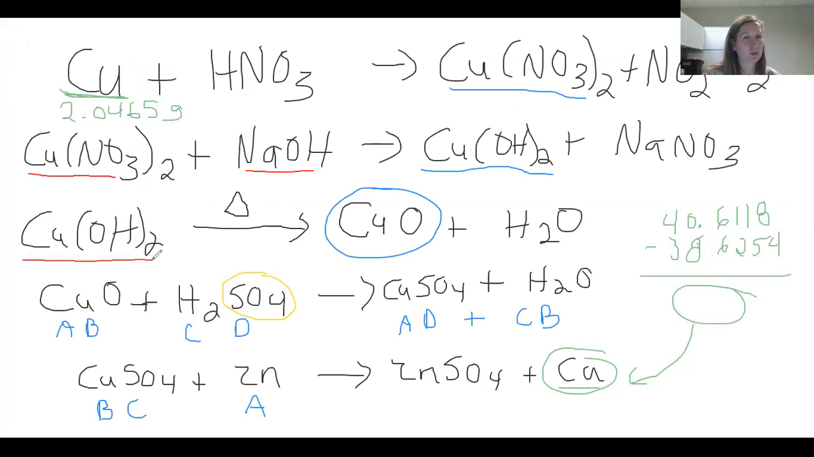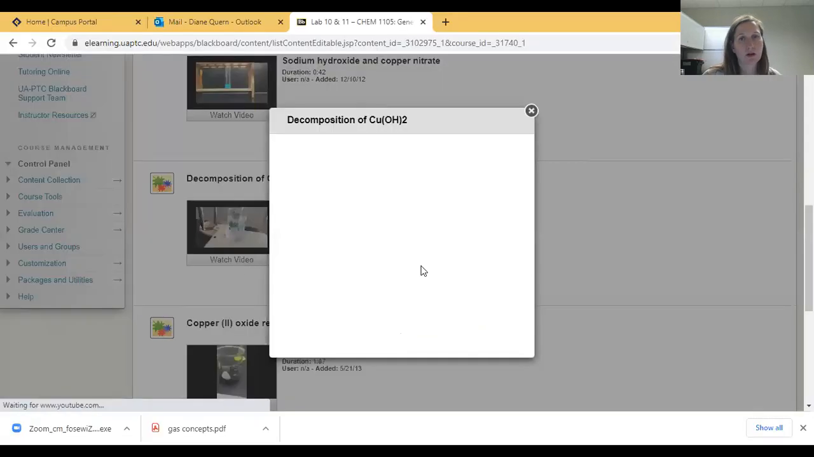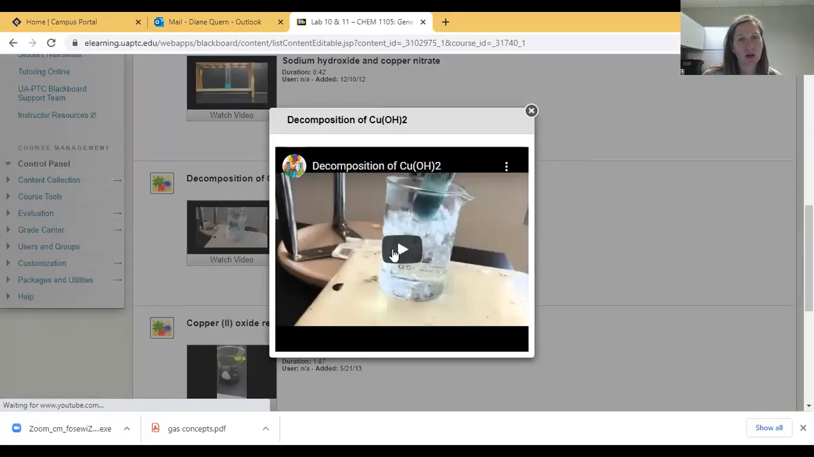It's sort of a whitish blue solid that we saw forming when we mixed the sodium hydroxide with the copper 2 nitrate. And now we're going to heat it up in a water bath in a test tube to decompose it to get copper 2 oxide and water. So let's look at that reaction next. So, decomposition of copper 2 hydroxide.